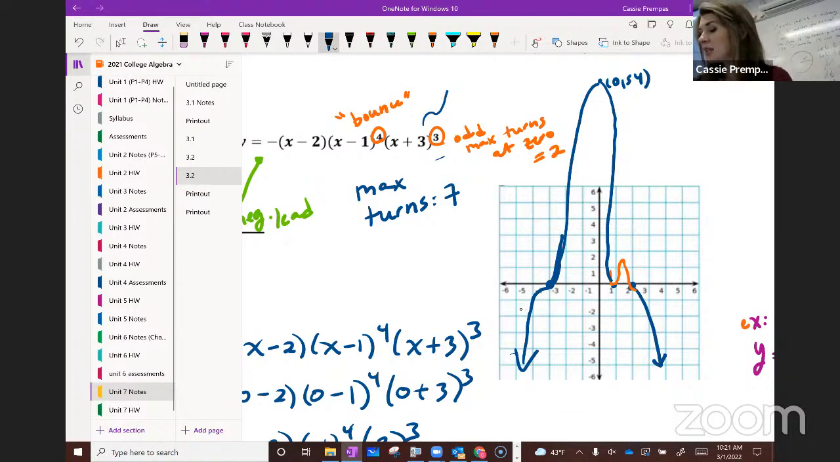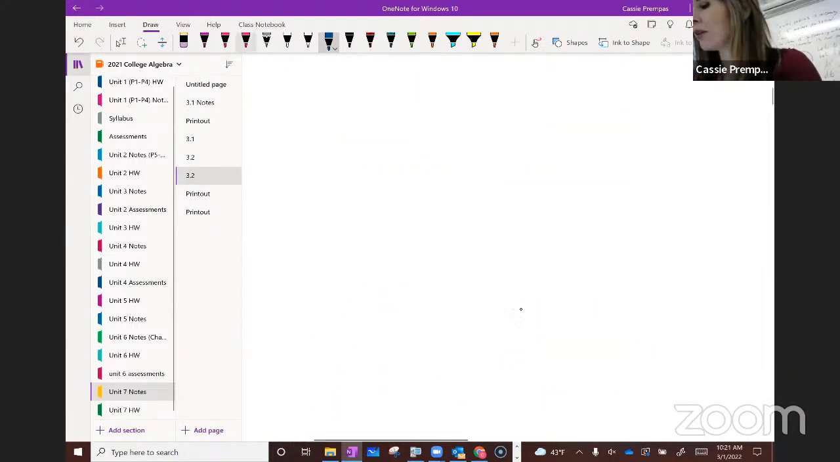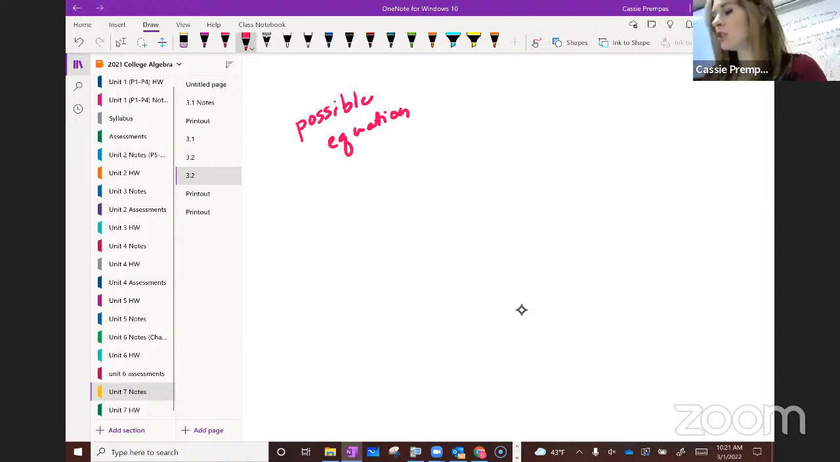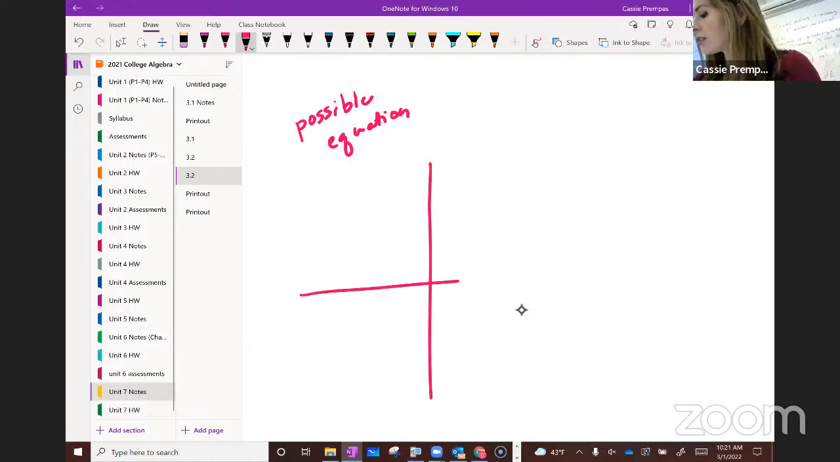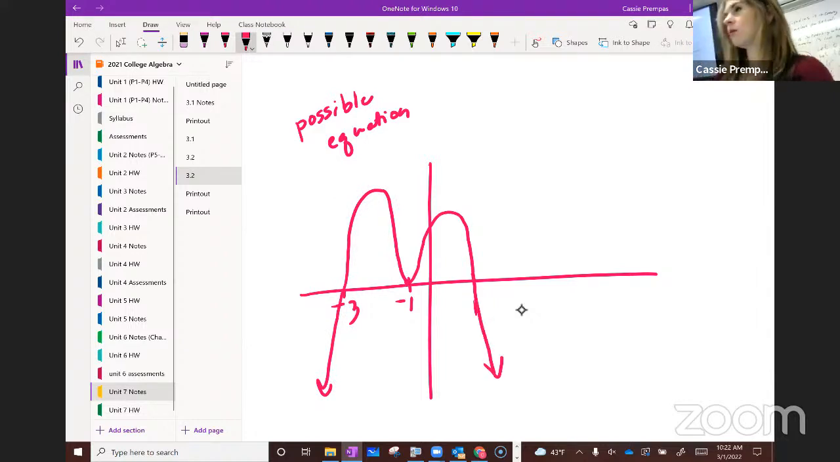I'm not going to require you to show that cubic shape like this, but it would be part of the graph. Now, speaking of, this is what your homework may look like. It'll say, give a possible equation. So let's see how we would do that. If I give you a graph that has zeros at -1, -3, and 1, and the graph starts down, goes up, bounces at -1, and then comes back down.